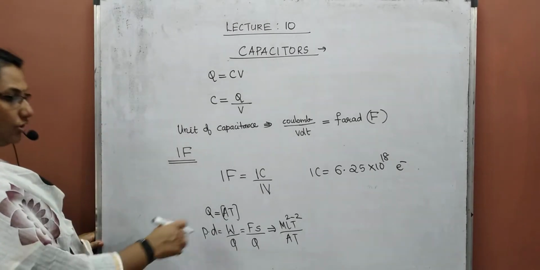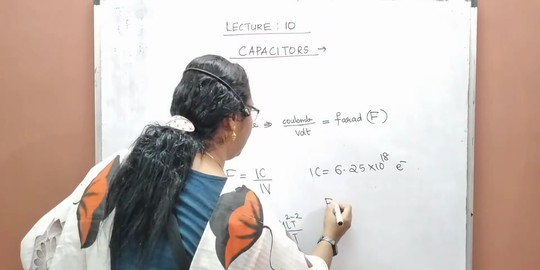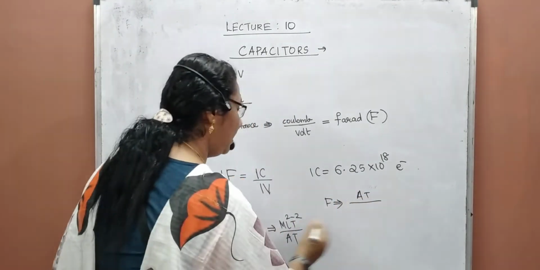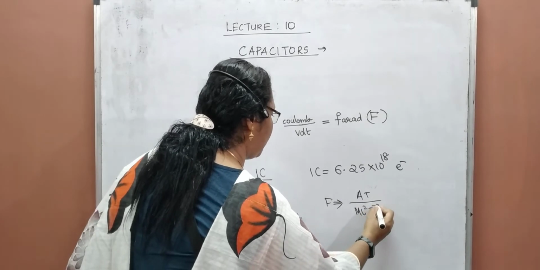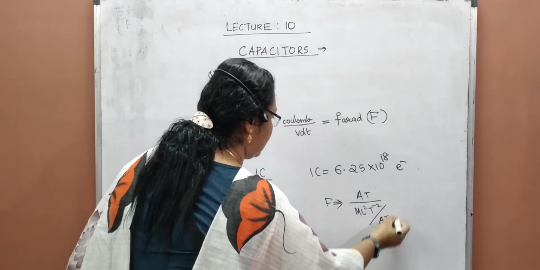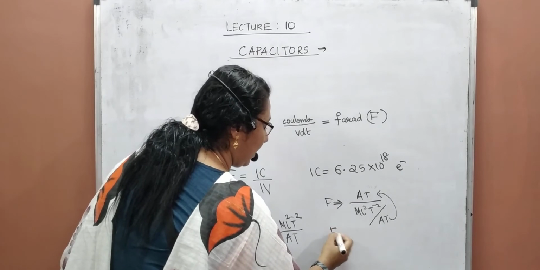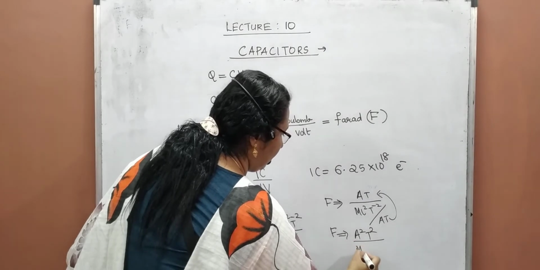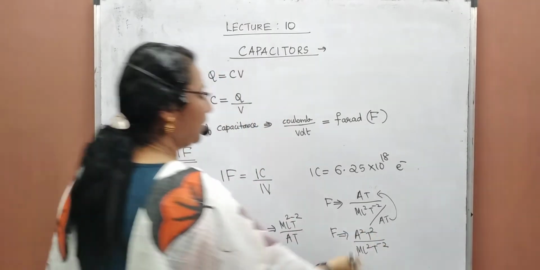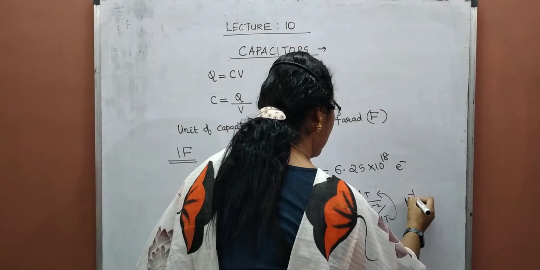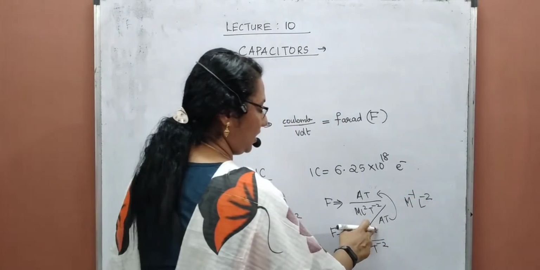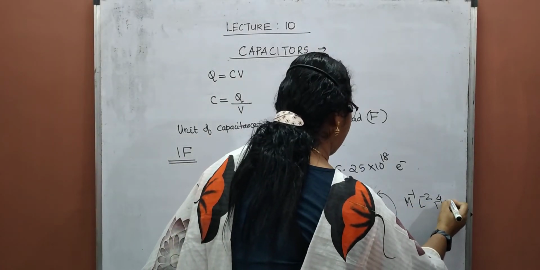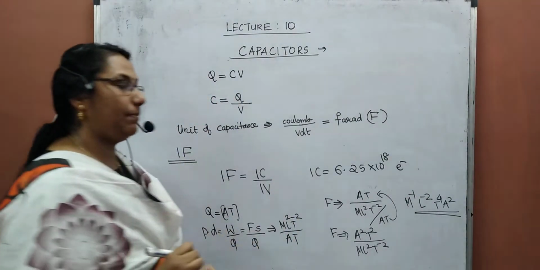Altogether, we will take the farad as follows. How to take the farad? The dimension of farad is 1 coulomb, AT, by ML squared T raised to minus 2 by AT. This AT jumps to the numerator, then the farad becomes A squared T squared by ML squared T raised to minus 2. Putting together, M raised to minus 1, L raised to minus 2, T raised to minus 2 on top becomes plus 2, plus 2, plus 2, plus 4, A squared. This will be the dimension of our capacitance C.